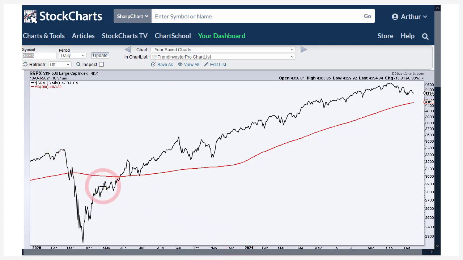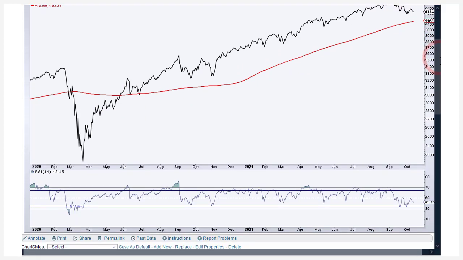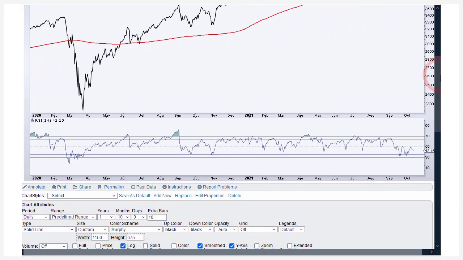What I've got here is just a basic line chart for the S&P 500 and the 200-day moving average. And I've got RSI in the indicator window. We're going to talk about RSI ranges. Now, this is just a SharpCharts chart, and I've got lines at 35 on the low end, just below that 30, typical oversold, and 65 on the upper end.